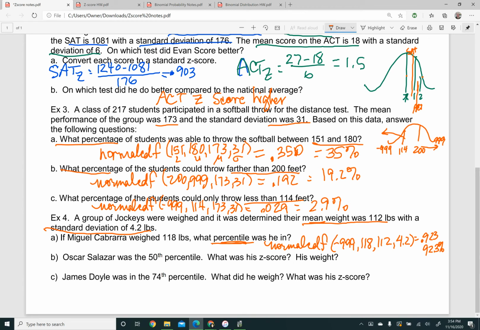Okay, it says Oscar Salazar was the 50th percentile. So we know the percentage point. We want to go the other way. So if we already know the percentage, we want to do the inverse normal, okay? So inverse normal, we put the percentage in first. That's the area, the percent, okay? If I want to know a z-score, remember z's go 0, 1, 2, 3. So for the z-score, we put 0 for the mean and 1 for the standard deviation. All right?